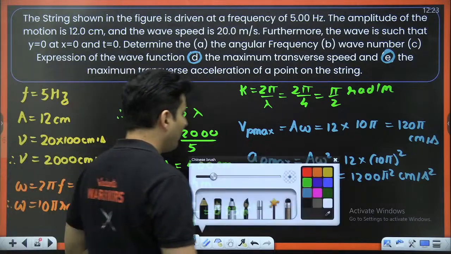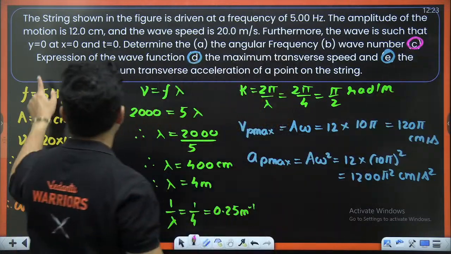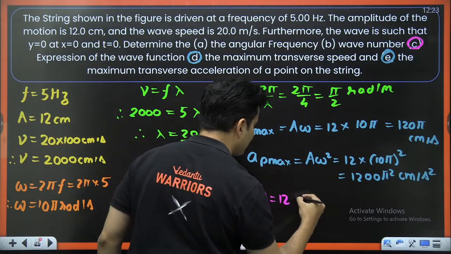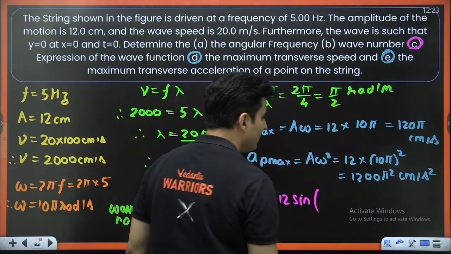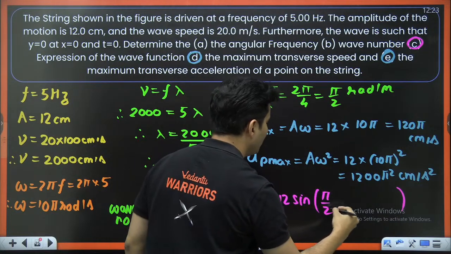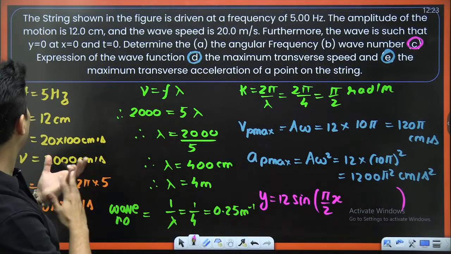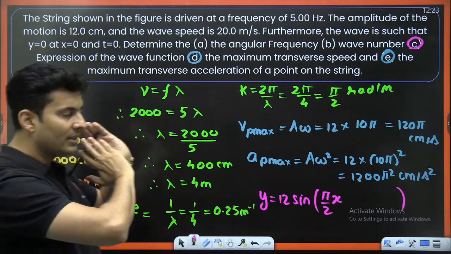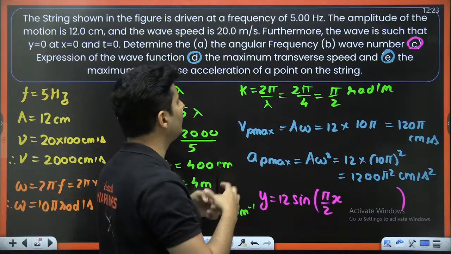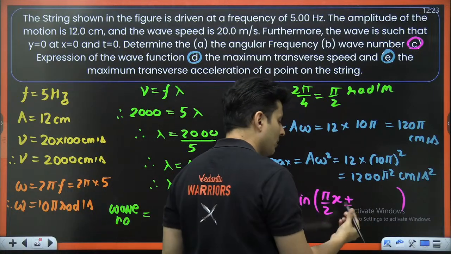Lastly, we can go to part C of the problem. For part C, expression of the wave function, y will be amplitude, 12 centimeters. Here you will have, let's say, sine. Then kx. K is nothing but pi by 2. And then x. Which way is it going? It's shown in the figure, but the figure is not there. Assuming it is going in the positive direction of x, it will have a minus term. If it is going in the negative direction of x, it will have a plus term. I don't think it is mentioned which side the wave is going, so I'll just put plus, or it could be minus.